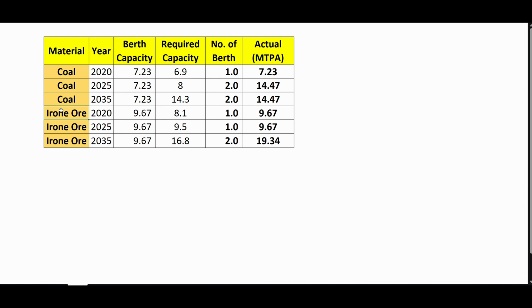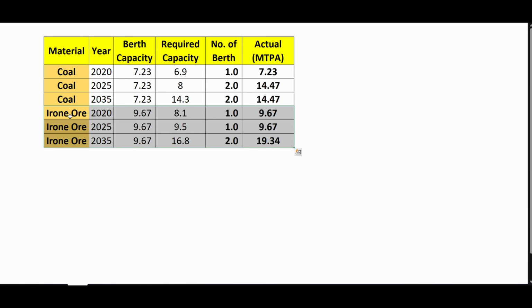Okay, now let's analyze iron ore. In 2020, the required capacity is 8.1 million tons per annum, and one berth provides 9.67 million tons per annum. So one berth is sufficient. In 2025, the demand increased to 9.5 million tons per annum, which is still within the capacity of one berth.